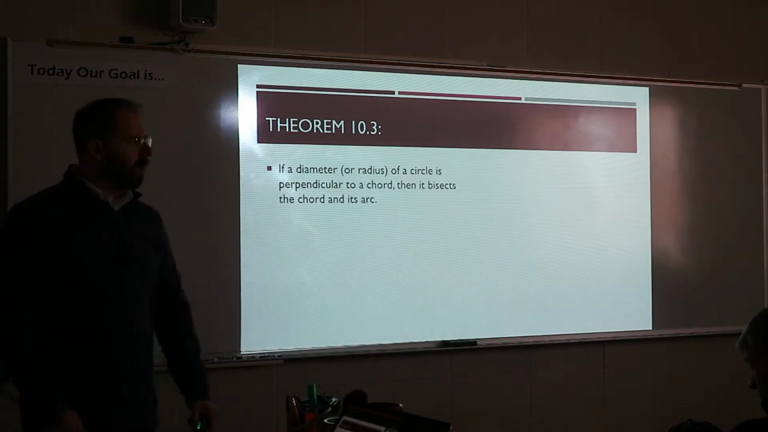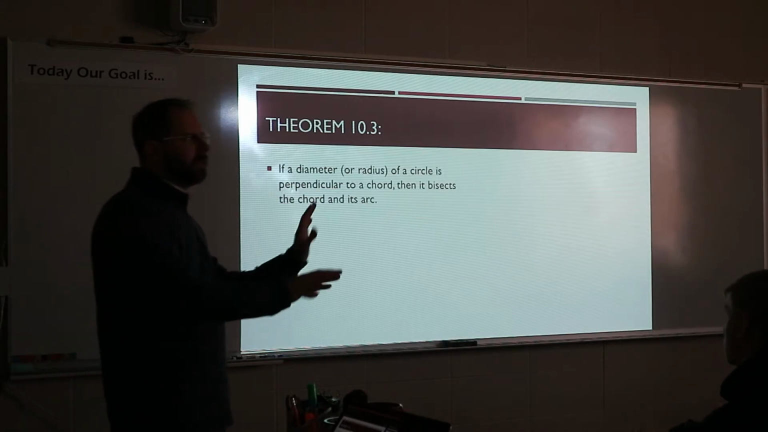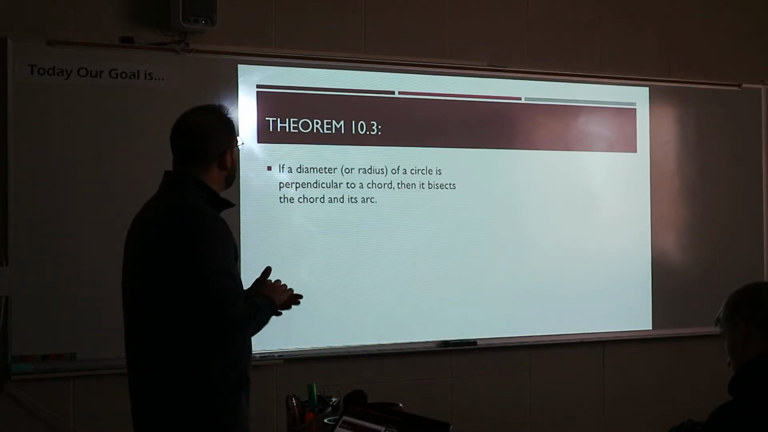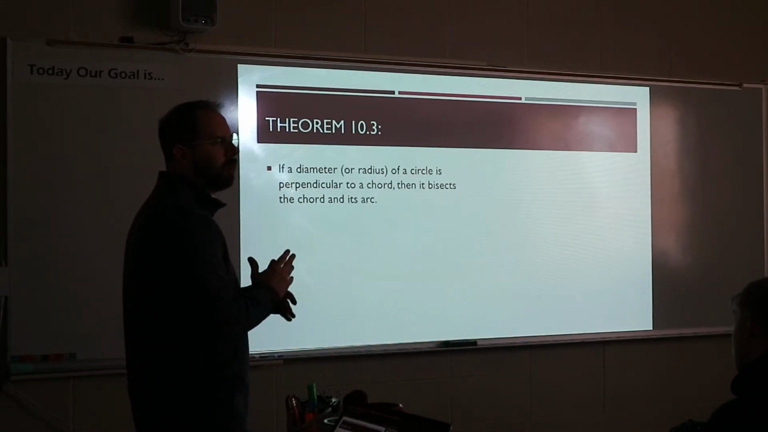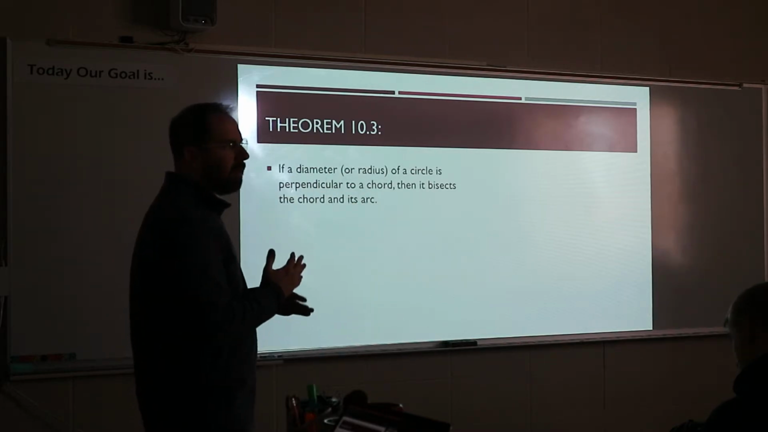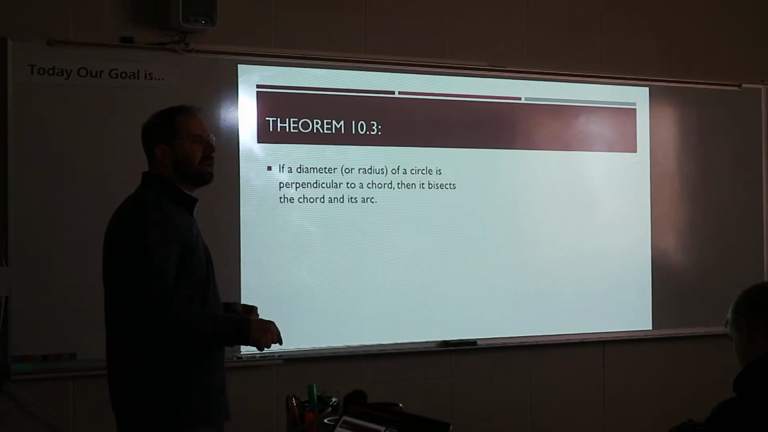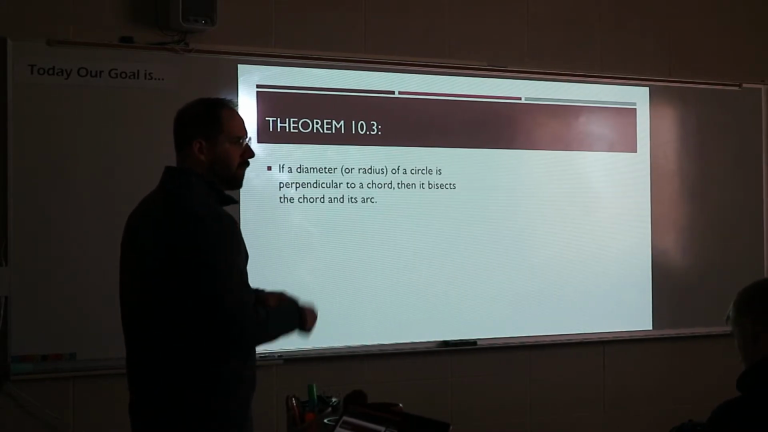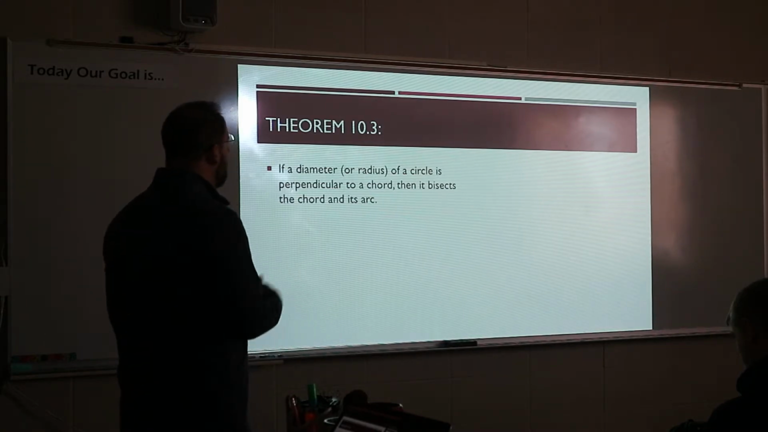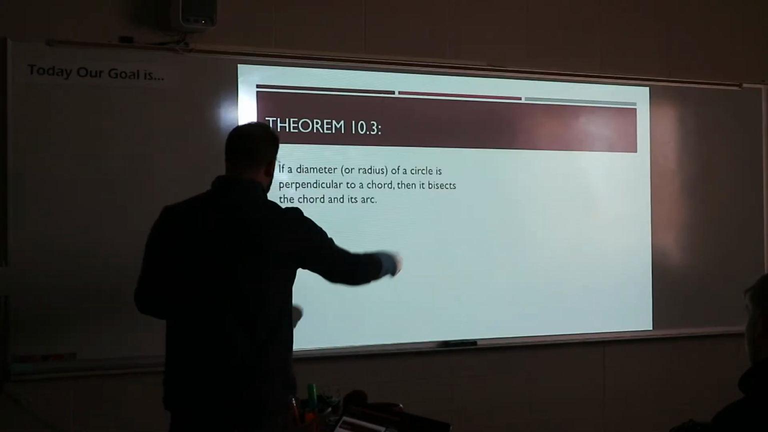So 10.3, I'll let you write it down. We'll talk about it. If a diameter or radius, it doesn't really matter if it's a diameter or radius because you can take half or a little piece of it, of a circle is perpendicular to a chord at any point. So you can put a chord anywhere you want. You put the radius or diameter, whatever you're looking at, perpendicular to it. What we need to prove is that it bisects the chord, so it cuts the chord in perfect pieces. And here's the crazy part, and this is the part that's actually the most difficult. And the arcs are also the same. So that's like an extra step.